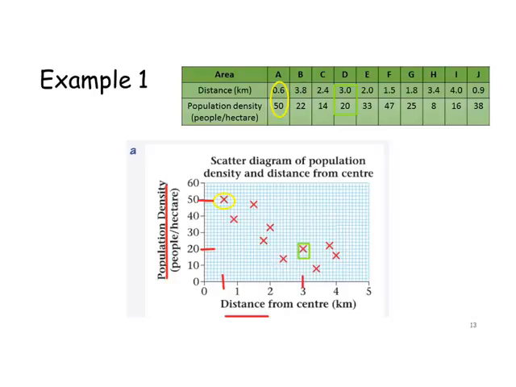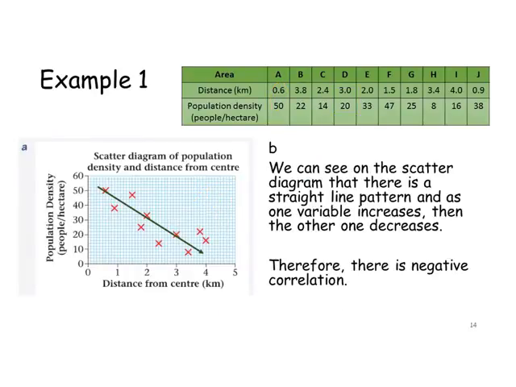Part B was to consider the type of correlation. Now we can see that we do have a straight line pattern, and it is an arrow going down, so this means that as one variable increases, the other variable is decreasing. And we can see on the diagram, as the distance is getting larger, then the population is going down, is decreasing. So this means there is negative correlation.